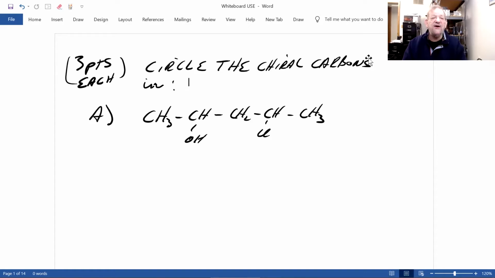Also, if a carbon is in a double or triple bond, it can't be chiral. Let me say that again. If you have 2 or more of the same atom or group on a carbon, it cannot be chiral. If you have a carbon in a double bond or triple bond with either another carbon or another atom, it can't be chiral. So let me do this one.